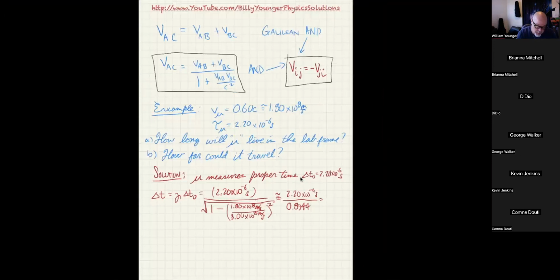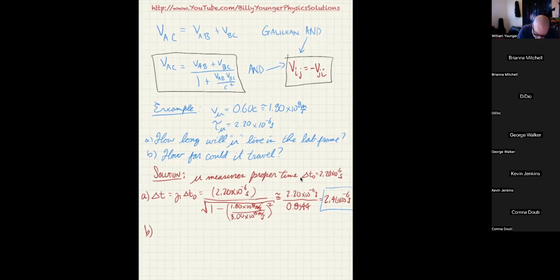So I'm going to say 2.2 times 10 to the negative 6 divided by 0.8944 gives me 2.45 or 2.46 times 10 to the negative 6 seconds. So we see in our laboratory frame, it's going to appear that the muon lives longer. Well, how far does it travel? So that was part A.